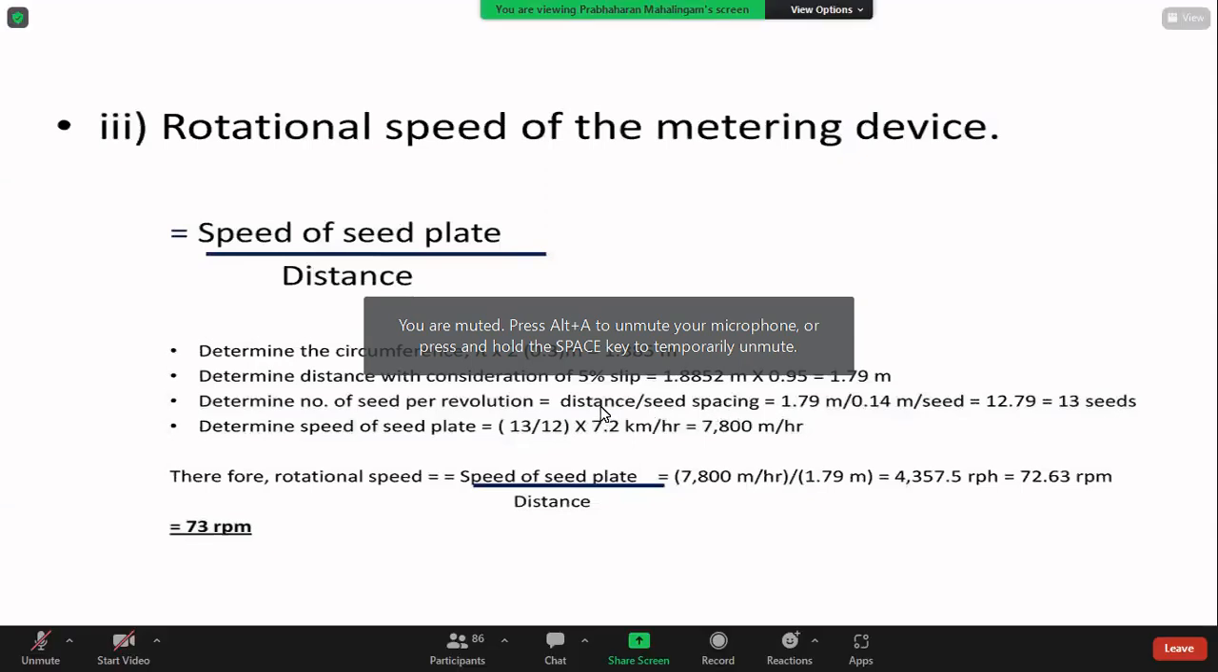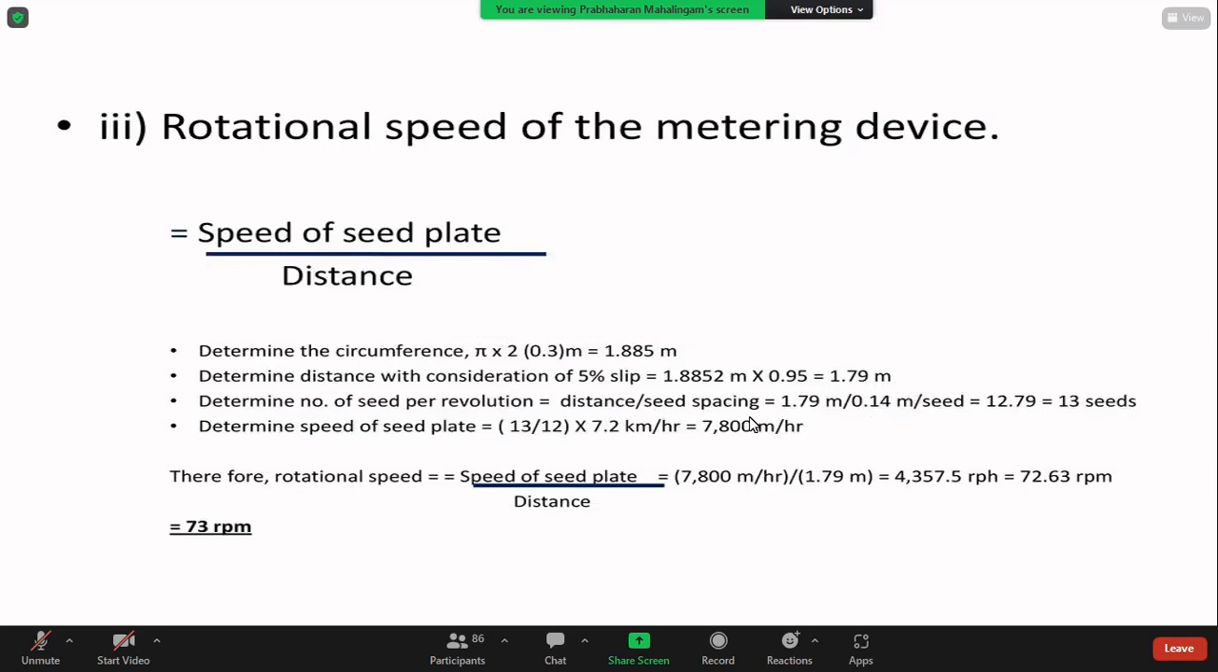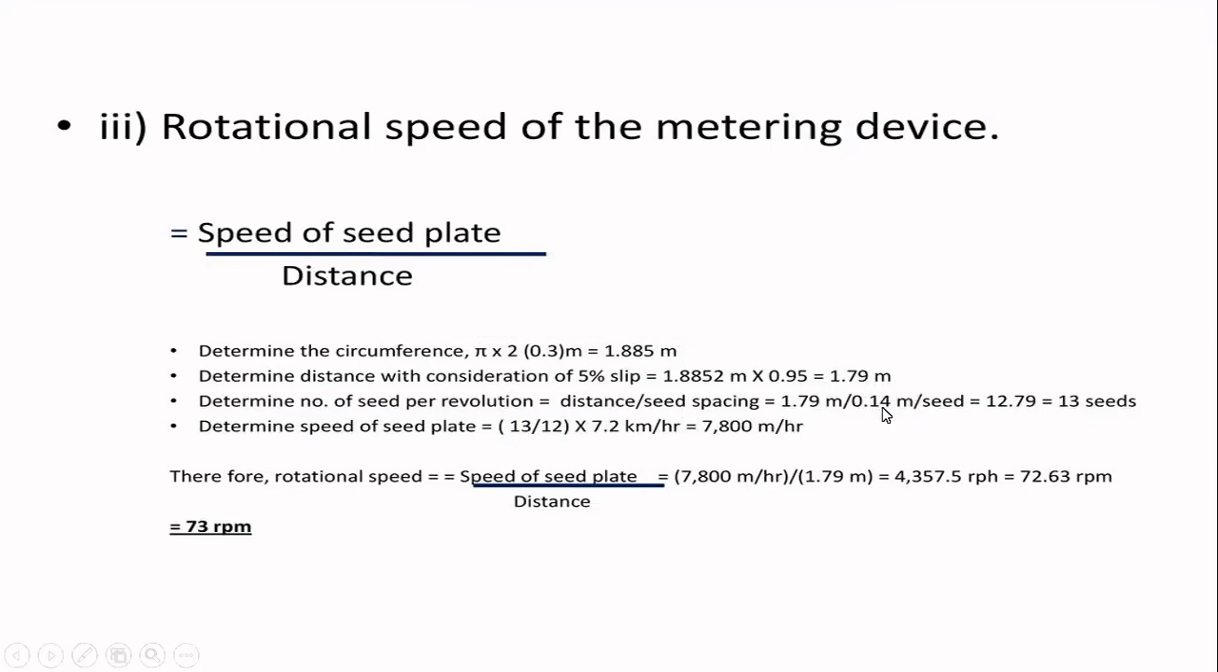Suppose the wheel travels 1.7 meter and the seed spacing is given as 0.15 meter. Every 0.15 meter, one seed should fall down. So the total length divided by this spacing gives how many seeds fall in one revolution. According to this calculation, it is 13 seeds for one rotation of the ground wheel.